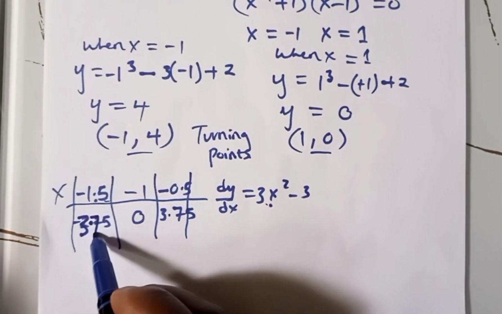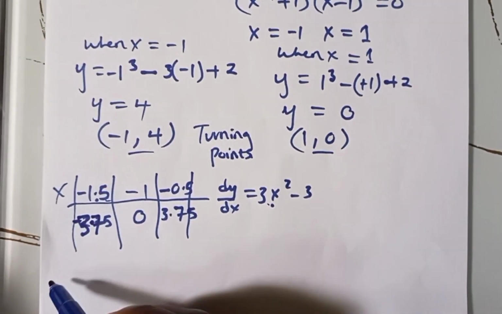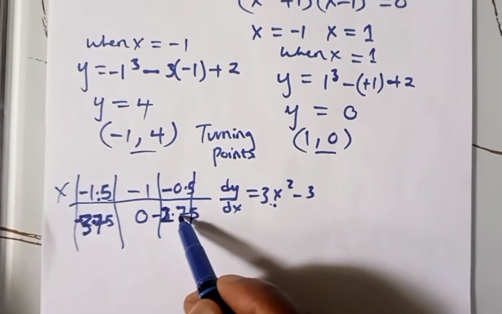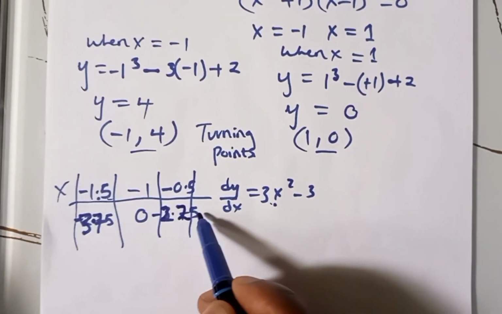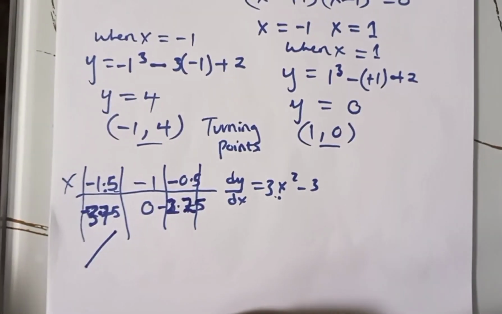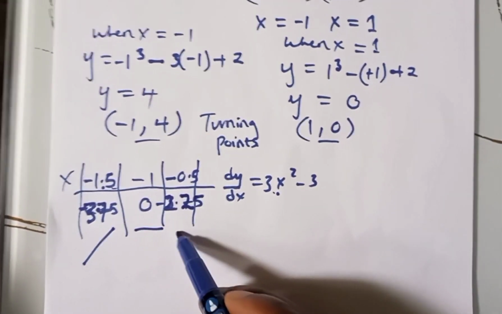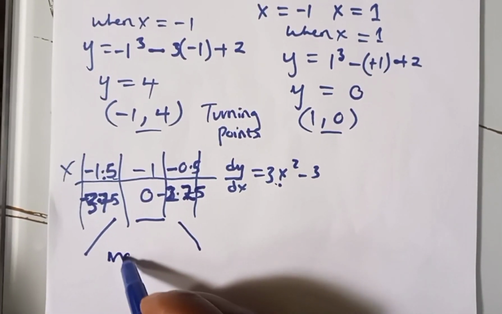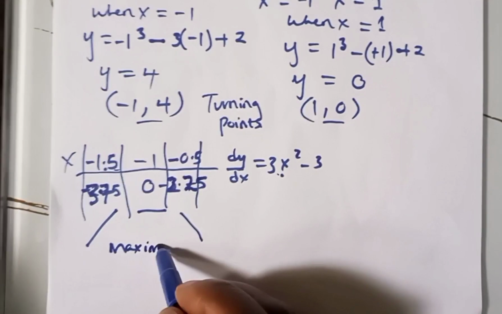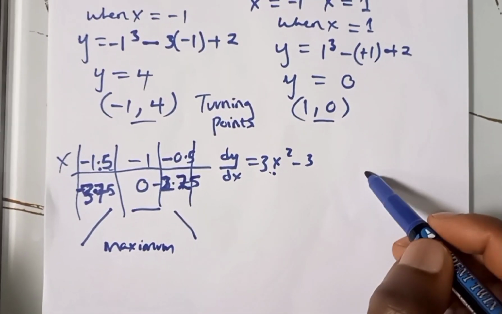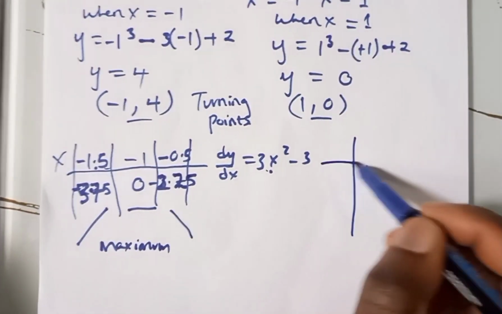So we have a positive 3.75 when x is -1.5, and negative 2.25 when x is -0.5. So the gradient of that curve would take that shape, and this is therefore a maximum point, when the gradient changes from positive through 0 to negative.